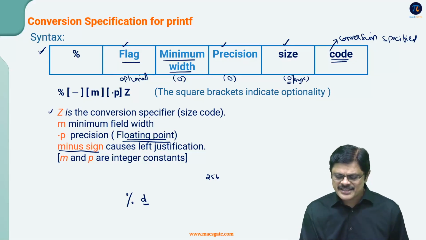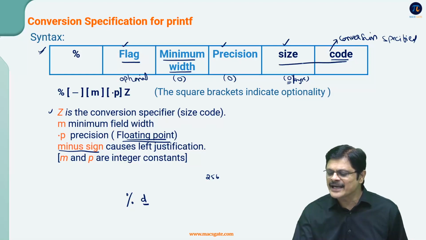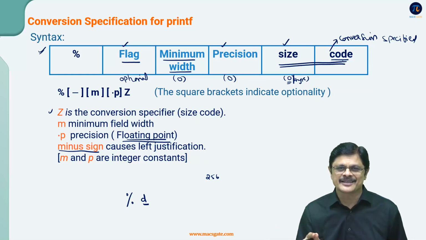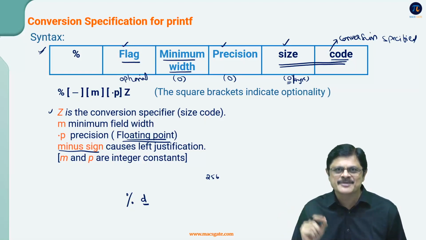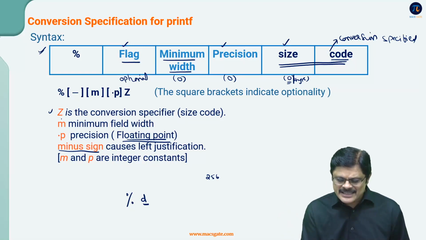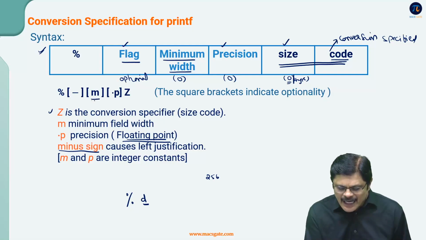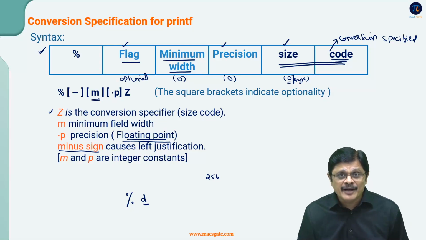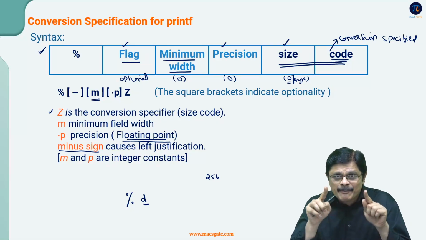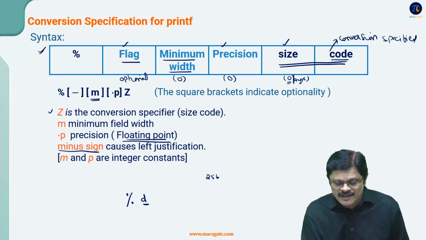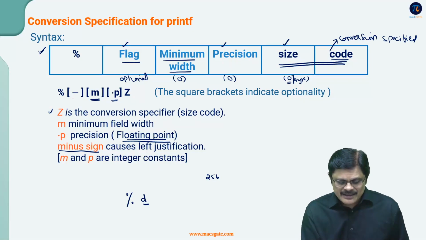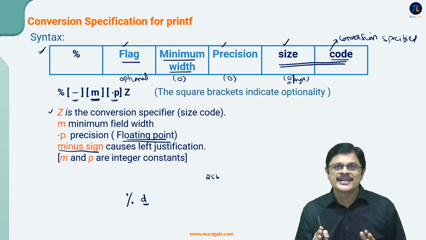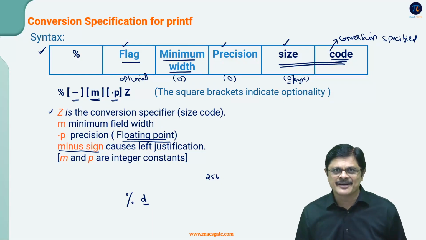So generally this entire thing is called the conversion specifier. That is, the size modifier together with the code is what is called the conversion specifier. m is the minimum field width. See here you can have that m field which is the minimum field width. See, whatever is written within the square brackets is optional. This .p is for floating point number precision. Then this minus sign causes the left justification, my dear friend.